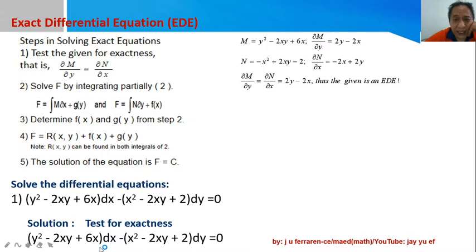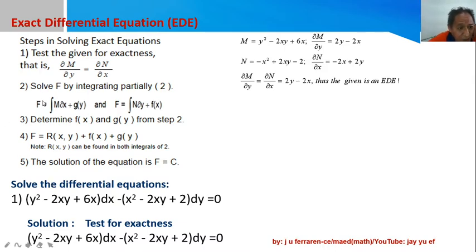Now, if this is an exact dA, then the coefficient of the dy, which is N, minus x squared plus 2xy minus 2, will also produce the same derivative if it is true that this is an exact differential equation. Differentiating N partially with respect to x, this is negative 2x, this is 2y, and this is constant. So that means the two are equal. Therefore, we can see that the dA is exact.